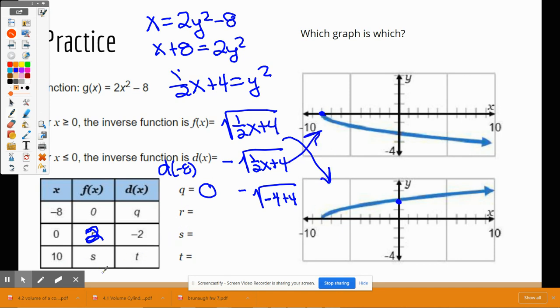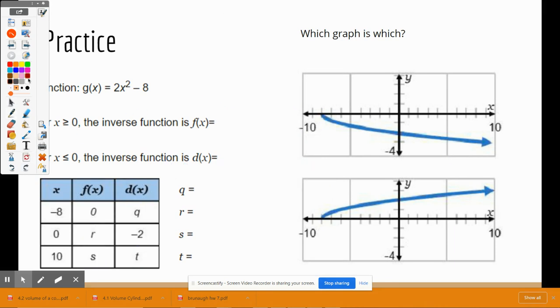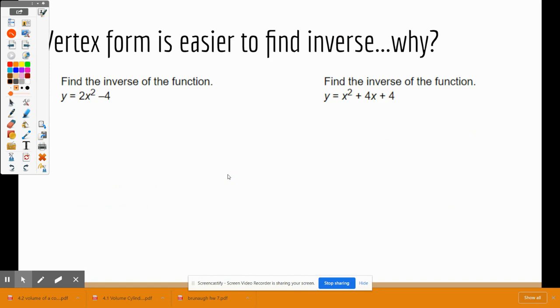S, if you plug 10 into the F graph, half of 10 is 5. 5 plus 4 is 9. Square root of 9 is 3. If you plug 10 here, you can see that it goes up to 3. And plug in 10 to the negative one here. Half of 10 is 5. 5 plus 4 is 9. Square root of 9 is 3, but it's going to be -3. Okay, so I didn't really like how they had to flip-flop those graphs, but we made it fine.